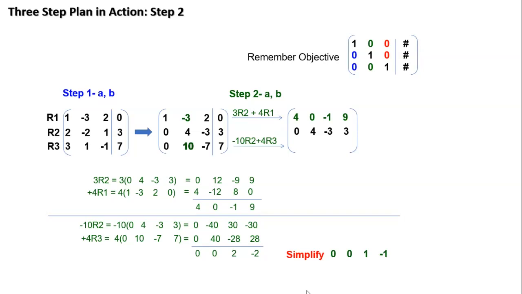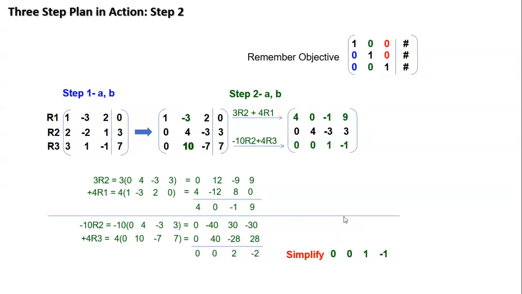So if I divide by 2, 0 divided by 2 is 0. 0 divided by 2 is 0. 2 divided by 2 is 1. And -2 divided by 2 is -1. So this step is not necessary, but it makes our math a little bit easier. So now my third line is 0, 0, 1, -1. Okay, so we're almost there.